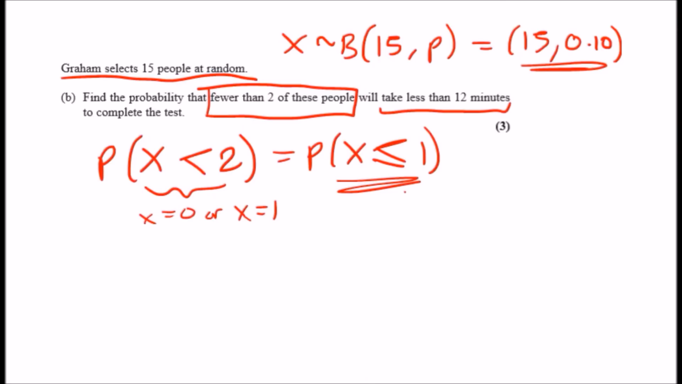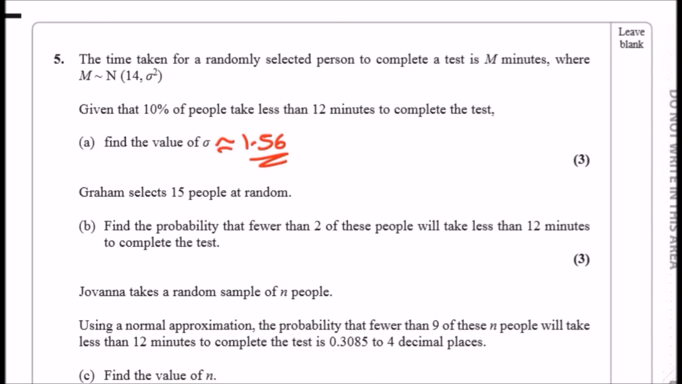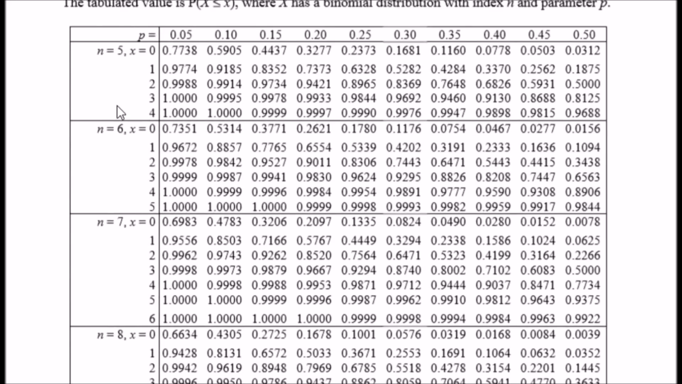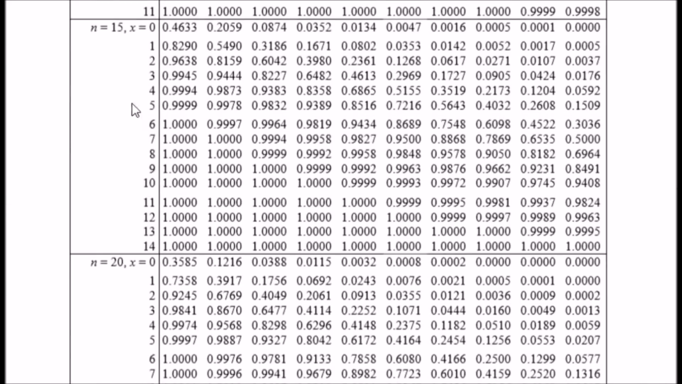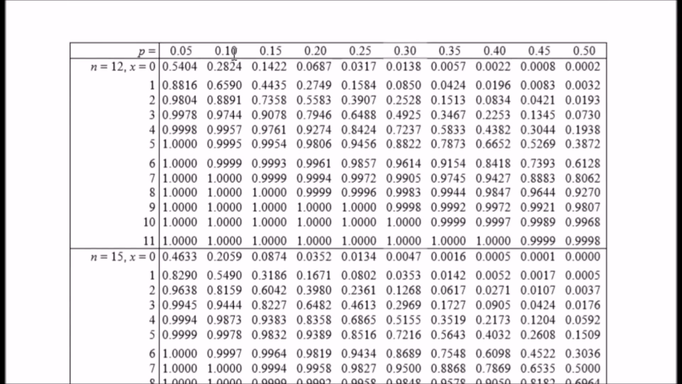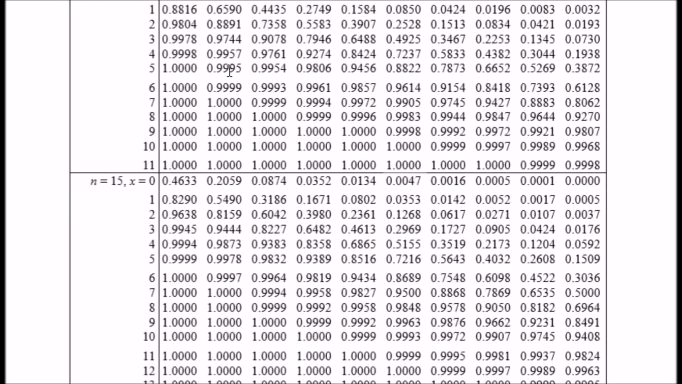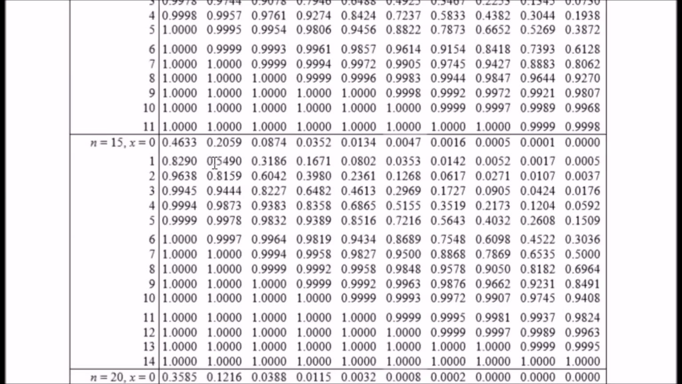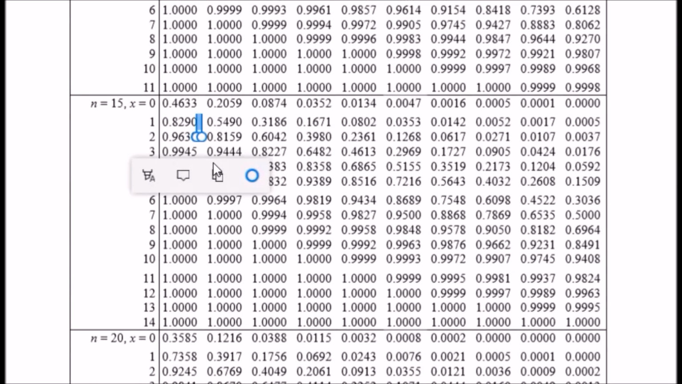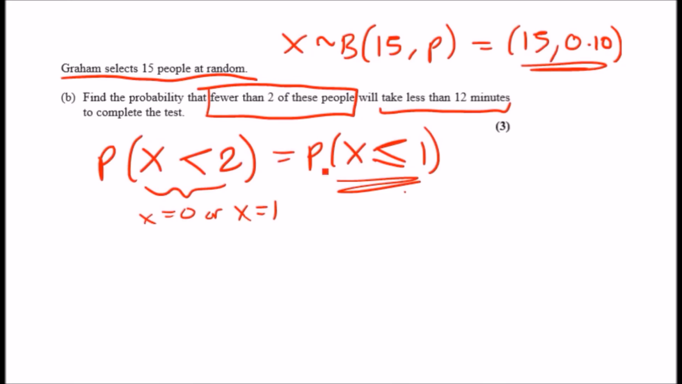Now all we do is simply go to the binomial table. So open it up over here and simply find when n is 15, go all the way down, and when the probability was 10%, so p equals 0.10, we just find 1. So the answer would simply be 0.5490. Very straightforward. Just be very careful to model it as a binomial, not as a normal. And that's it. All done.